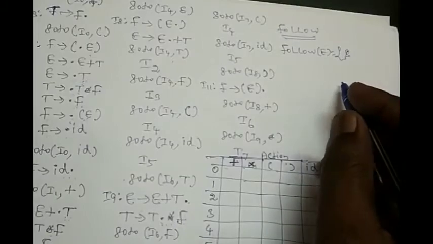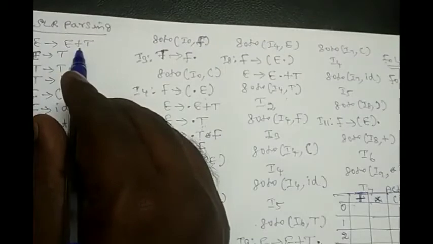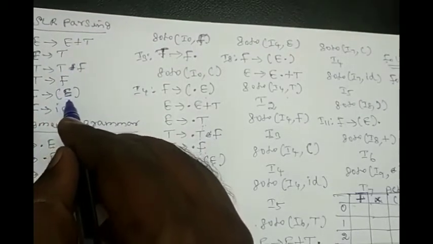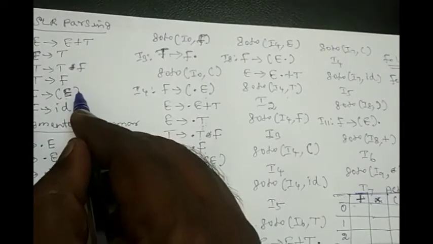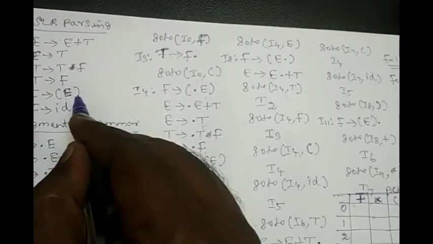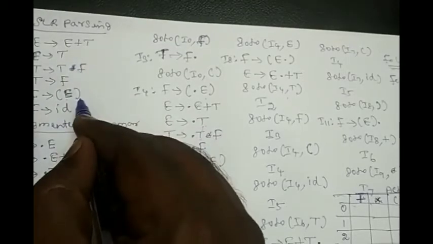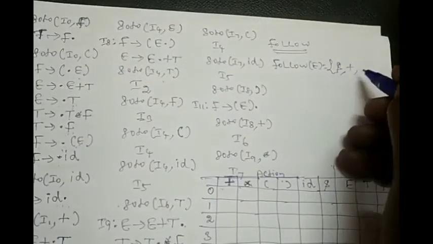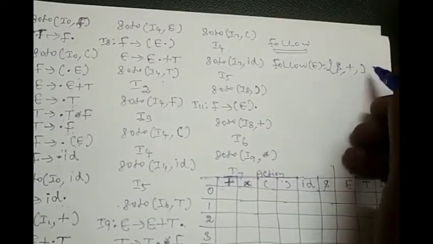So follow for E. Since this is a starting symbol, we should have dollar here, and we can see that after E, if you take up this production, after E you have plus here, and after E you have a follow that is called open brackets. So there are two terminals after E here, that is plus and open brackets. So these two will be part of that. So the plus is a follow, and close brackets is called a follow here.